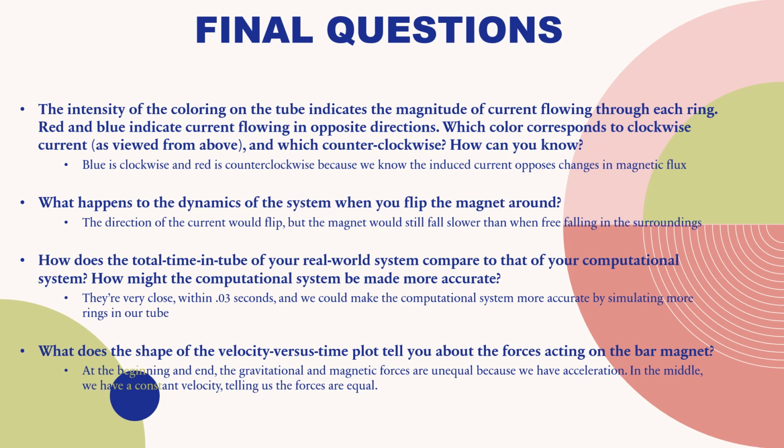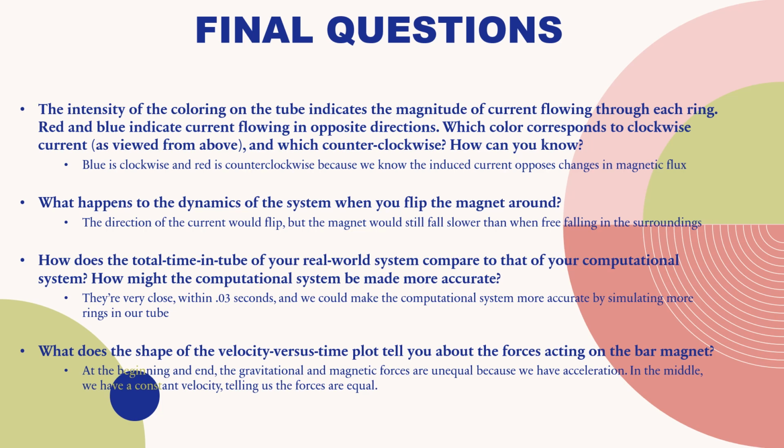What happens to the dynamics of the system when you flip the magnet around? The direction of the current would flip, but the magnet would still fall slower than when free falling in the surroundings. The idea is still the same. A current will oppose the falling magnet to create a magnetic force to push it upwards.